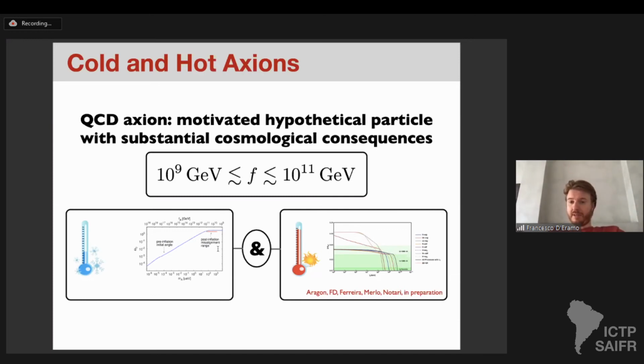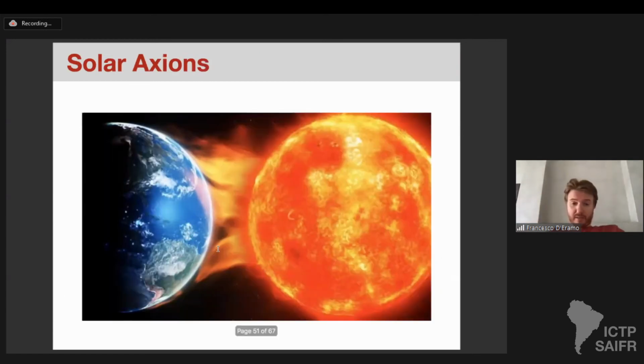In the post, because we don't need to know the initial misalignment angle. In the pre, you take a misalignment angle of order 1, and that's the range of f that you expect, more or less. And in this range, you also have a detectable signal in the amount of dark radiation, which is carried by the axions.